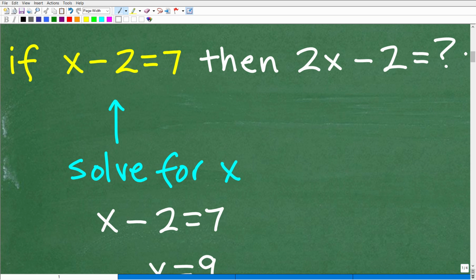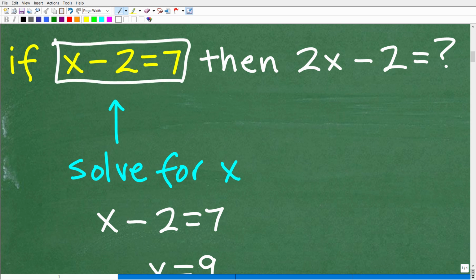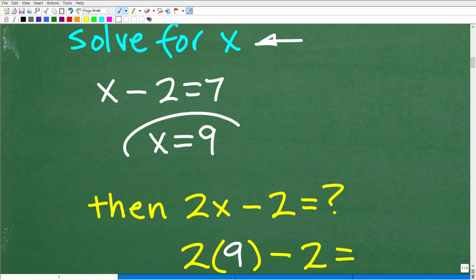If x minus 2 is equal to 7, then what is 2x minus 2 equal to? Well, if x minus 2 is equal to 7, this is an equation, right? We have enough information to solve for x. So x minus 2 is equal to 7. To solve this basic linear equation, all I have to do is add 2 to both sides. So x is equal to 9, all right?